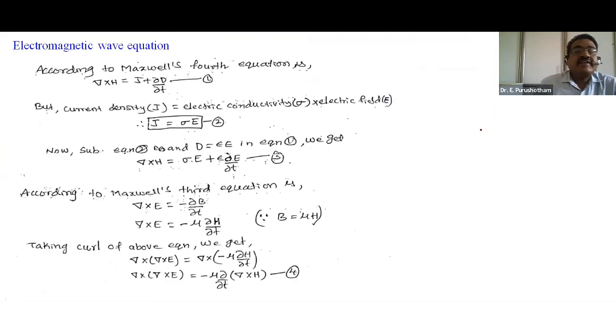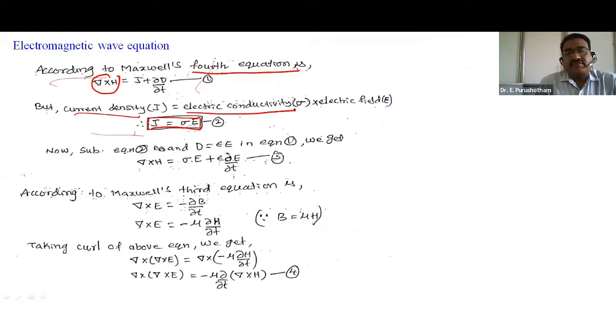I am explaining again. You see. According to the Maxwell fourth equation, just as I have discussed, curl of H is equal to J plus dou D by dou T. But J is equal to sigma E, equation number 2. What is J? Current density. What is sigma? Electric conductivity. What is capital E? Electric field intensity. So current density is equal to electric conductivity sigma into electric field E. That is equation number 2.